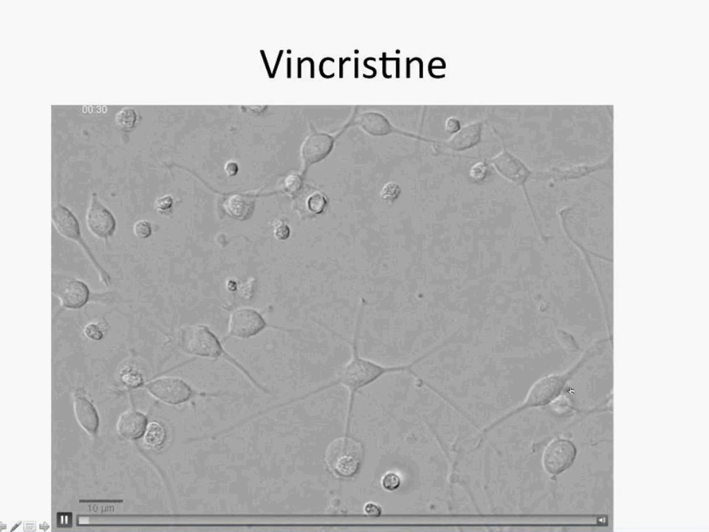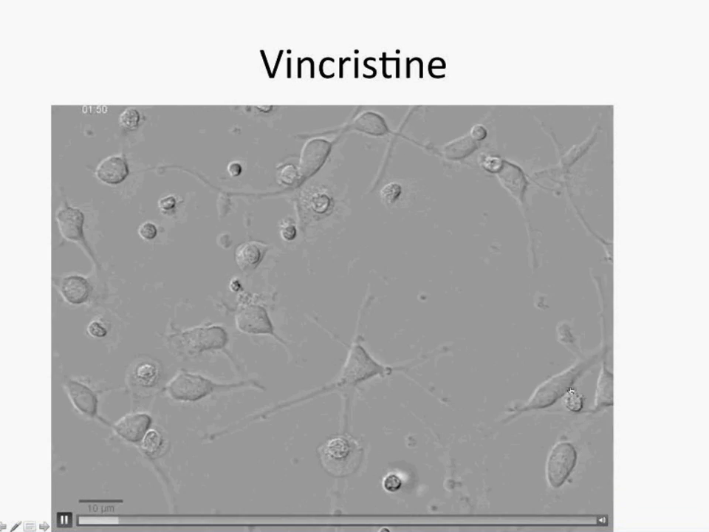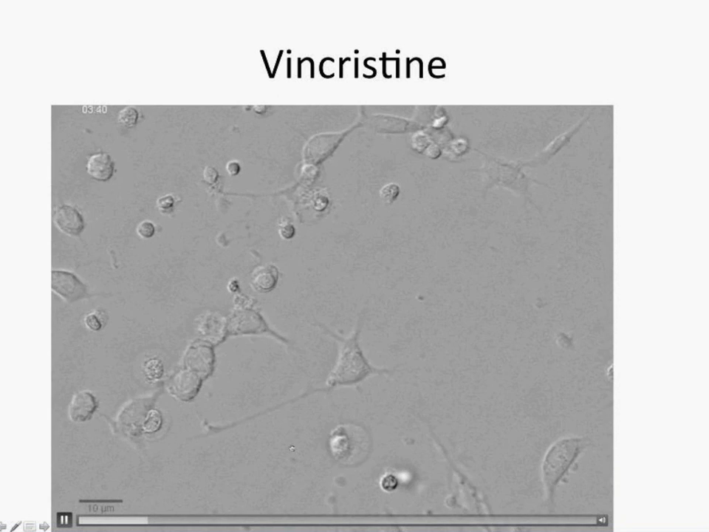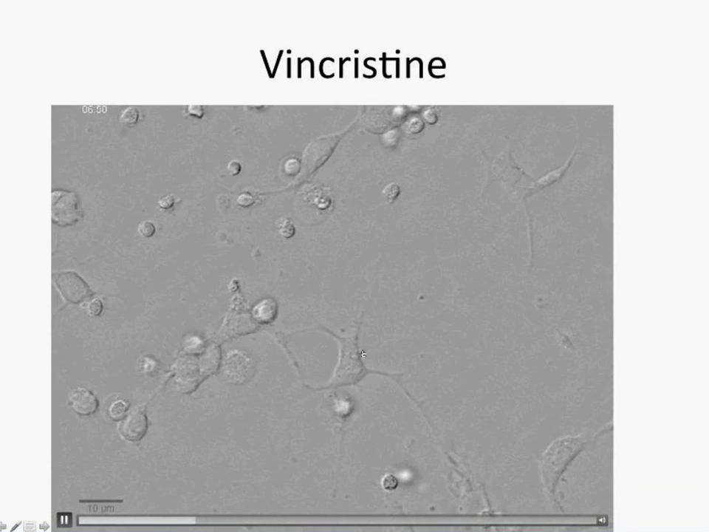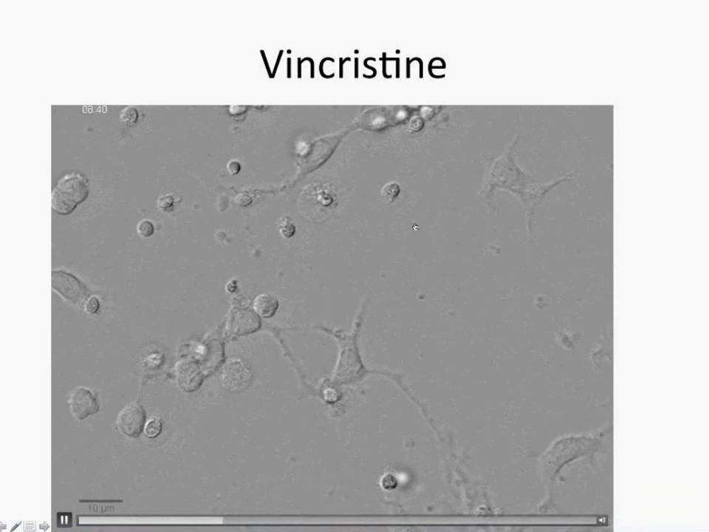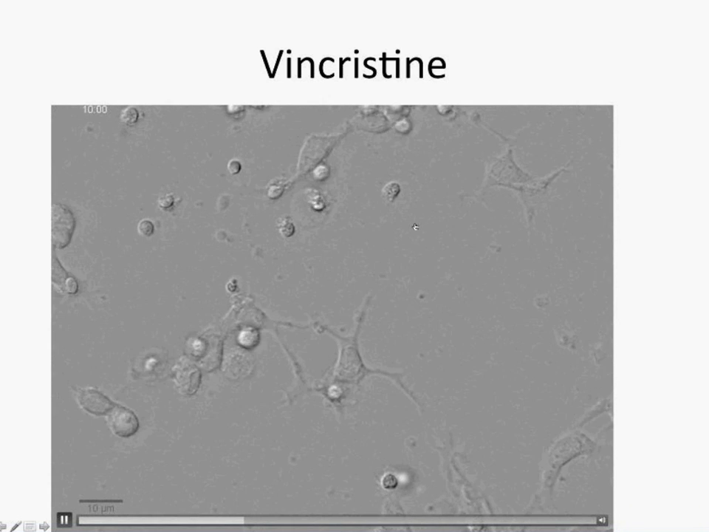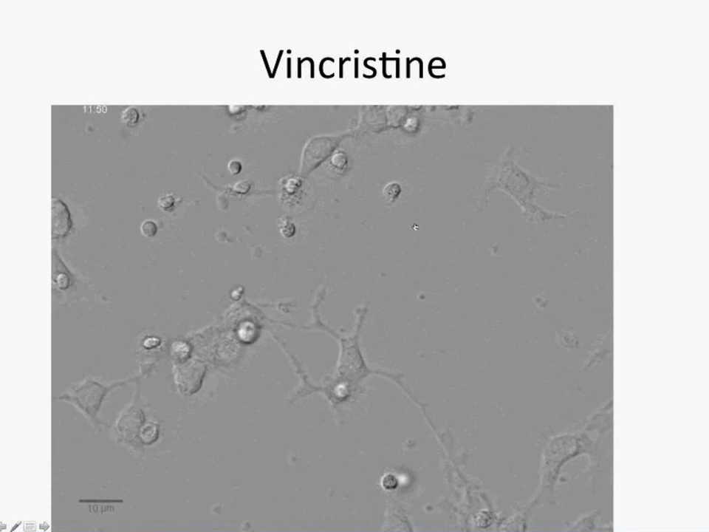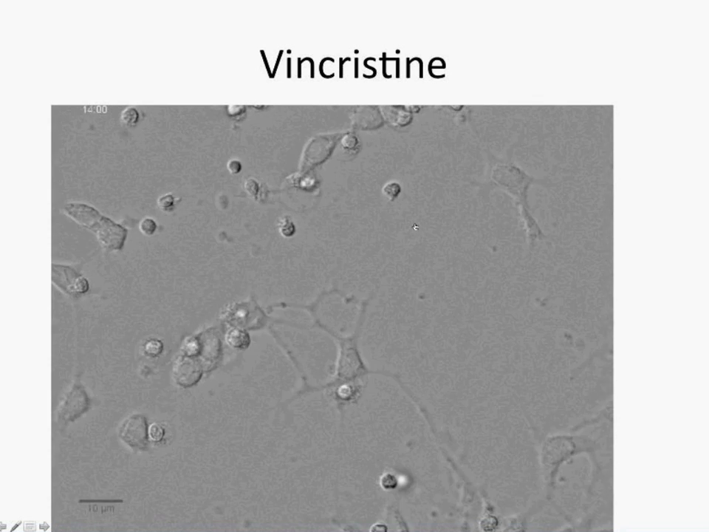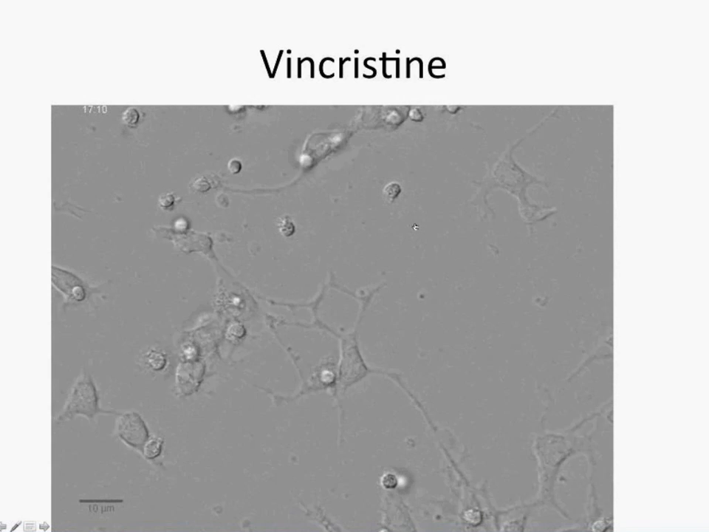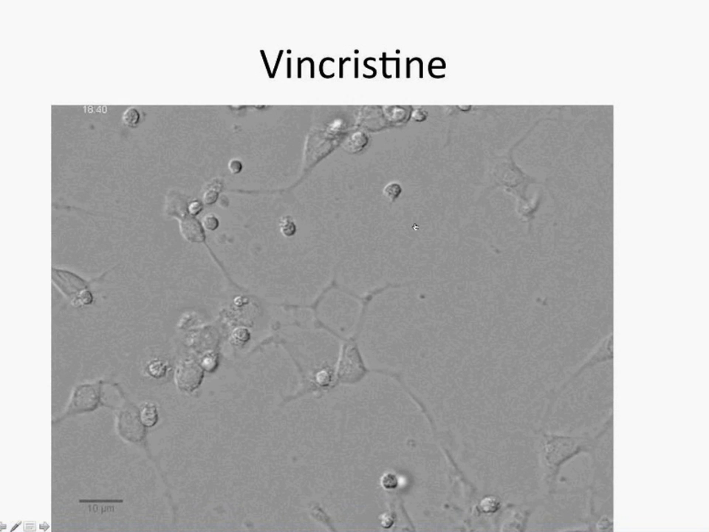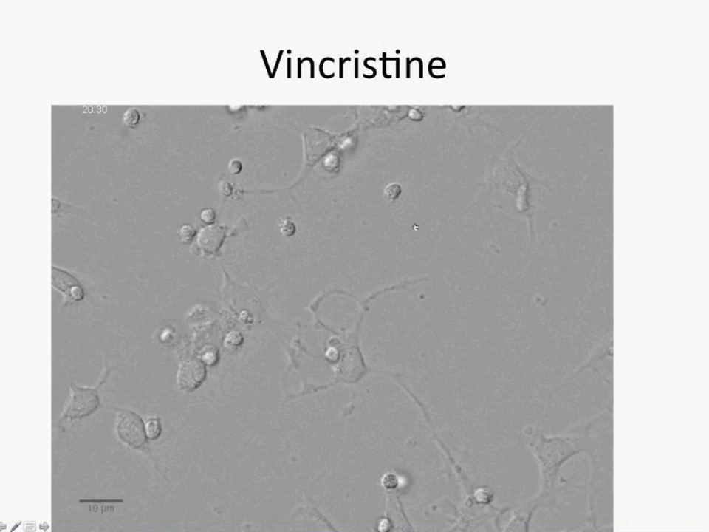And where now we've put vincristine on, and you can now see this particular neurite, which is retracting back to the cell body. And again, there's no neurites being formed here. There's no communication between the different cells. So there's a very dramatic effect of vincristine. And this is taken over, again, over about 48 hours.